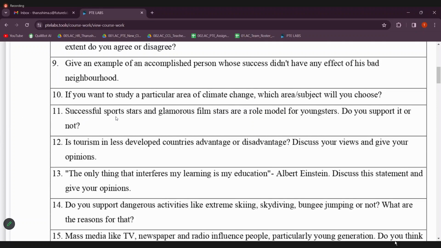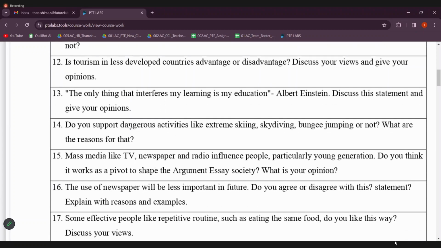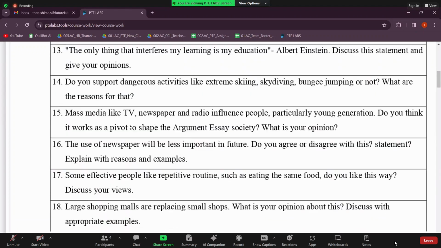Here, successful sport stars and glamorous film stars are a role model for youngsters. Do you support it or not? That means like you have to give reasons. If you say, yes, I do support, then you have to state why. Again, here it says opinion, that means agreeing and disagreeing. Mostly all of them are okay.